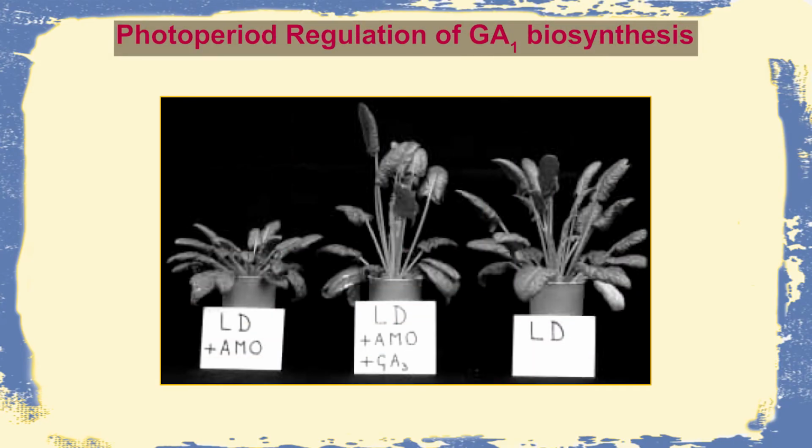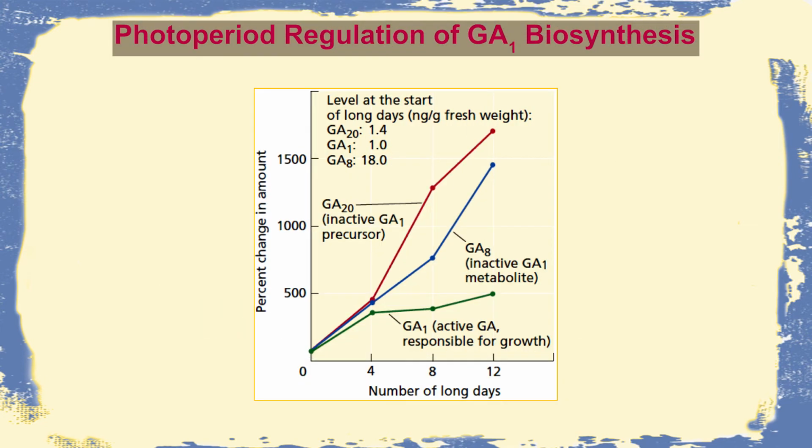Now if we apply a gibberellin biosynthesis inhibitor, then even in long day we can see that the plant has adopted the rosette form. But now to this, if we add exogenous gibberellin, then again it takes the normal long form. So this data shows the increase in the level of gibberellin with increase in the number of long days exposed.